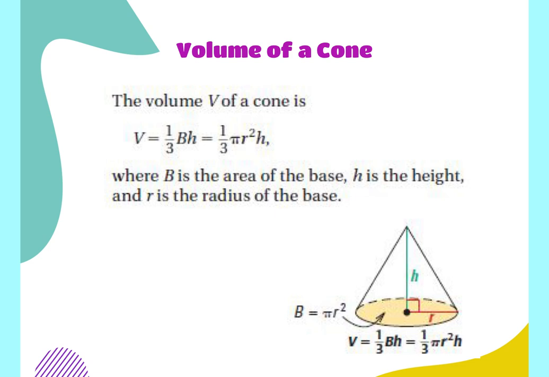All right, then volume of a cone. And it is derived from the volume of a pyramid. So if the volume of the pyramid is 1/3 base area times height, and the base area is a circle, then the cone is 1/3 pi r squared h.